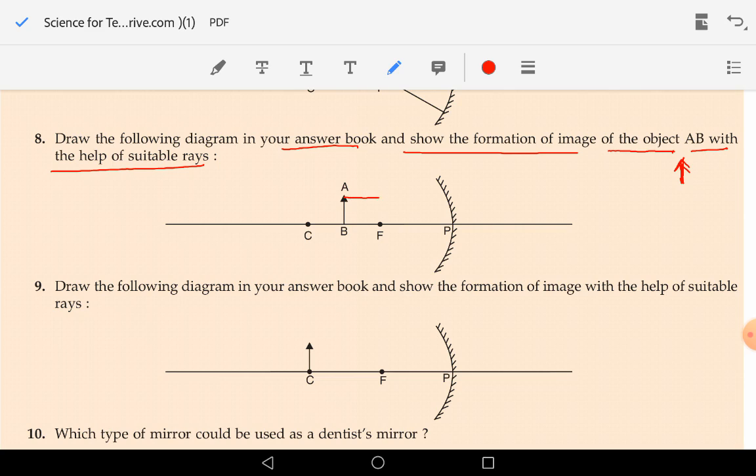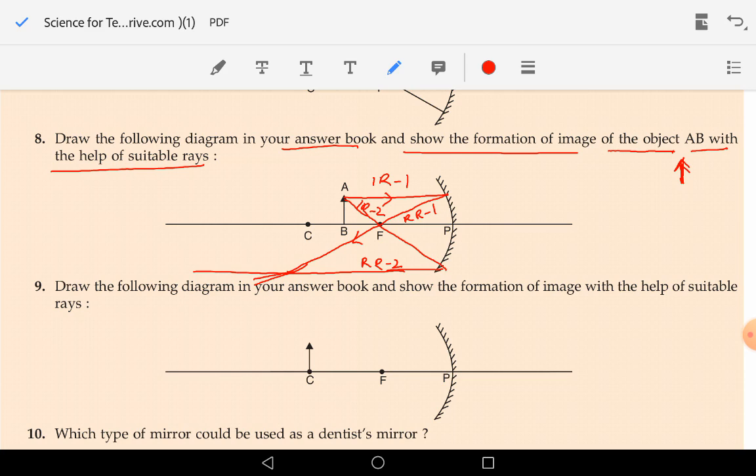So let us say that this is the first incident ray of light which is parallel to the principal axis, and after reflection it will pass through the focus, and this is our reflected ray number 1. Okay, and let us say the second rule that we will apply, that it is passing through the focus and then it becomes parallel to the principal axis. Now can we see that this was our incident ray number 1 and this is our reflected ray number 1, this was our incident ray number 2 and this is our reflected ray number 2. And how do we get to know that where the image is formed?